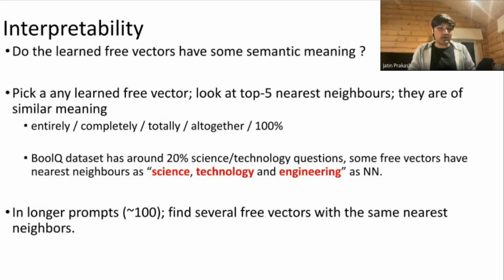And in longer prompts, they find that several free vectors actually have the same nearest neighbor, which means that we have more parameters than we actually need. So we have extra capacity. So yeah, that's mostly the analysis that they give.